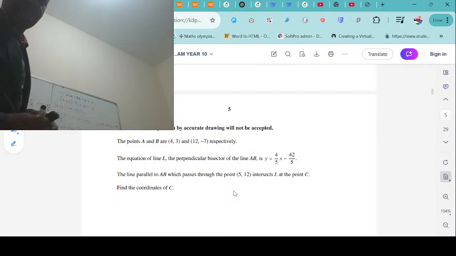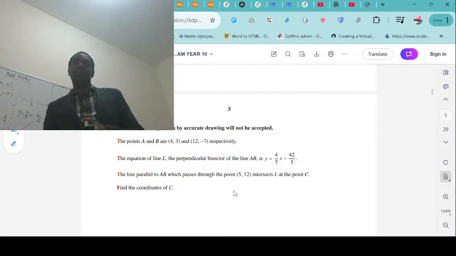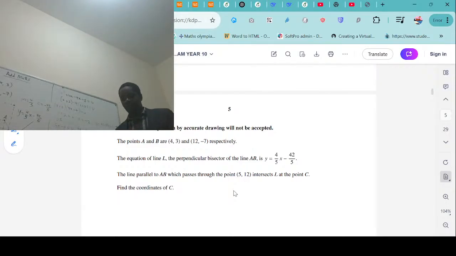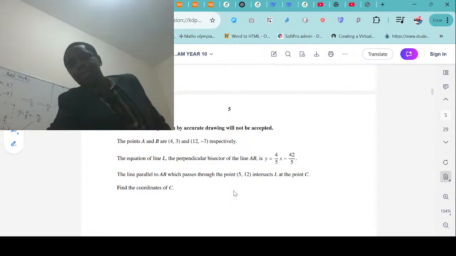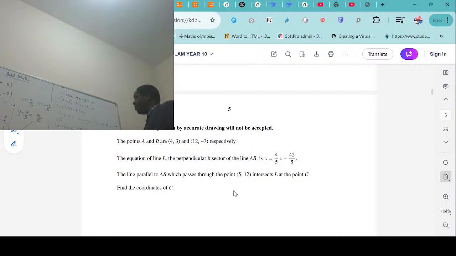And we are told that a line is parallel to AB. One thing about parallel lines, if you draw lines that are parallel, is that they always have the same slope.